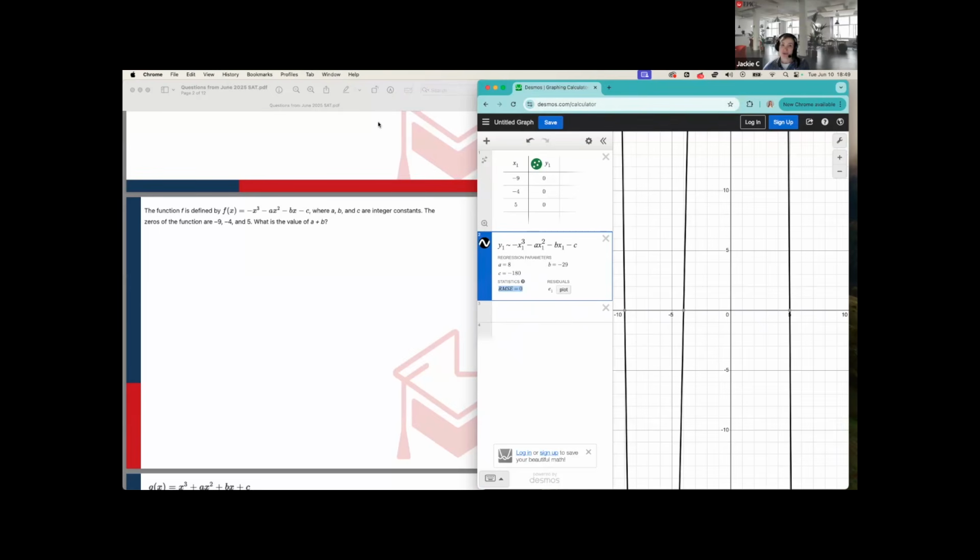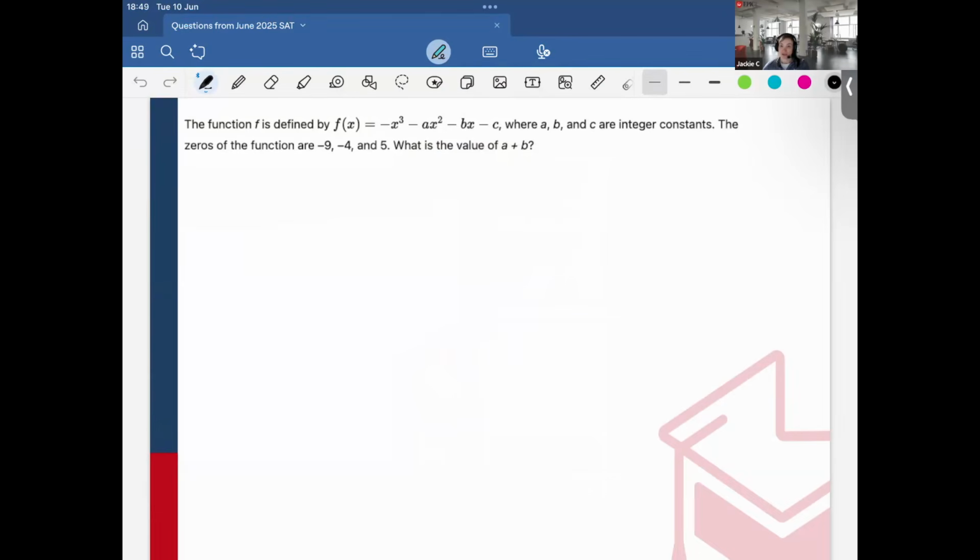So to show that here on my screen, remember we have a equals 8, b equals -29. And it asked me for the value of a plus b, so I just have to do -29 plus 8, which is going to be equal to, correct answer, -21. Wasn't that so amazing using Desmos?